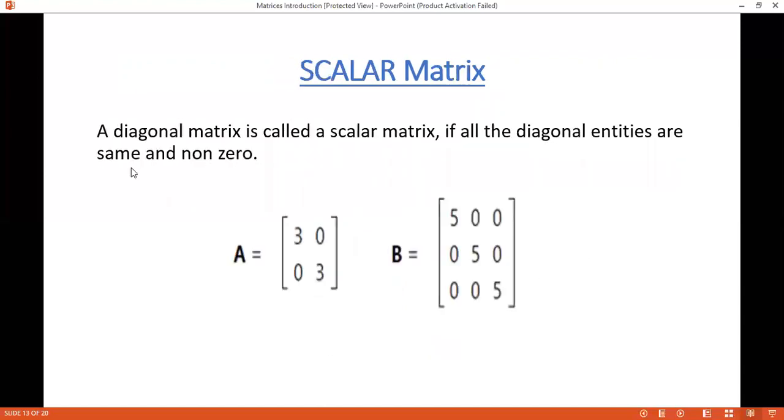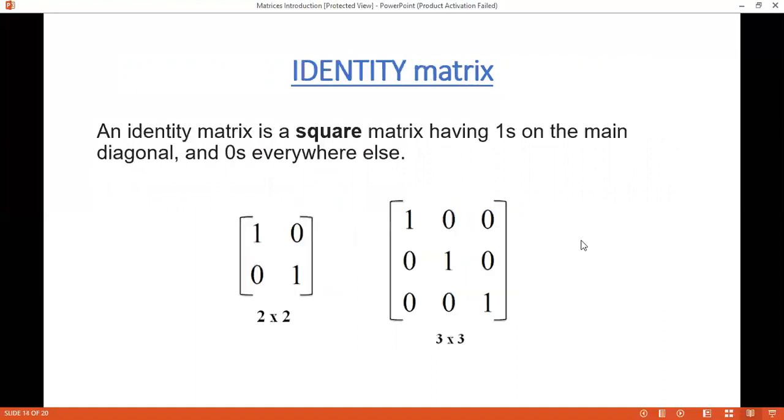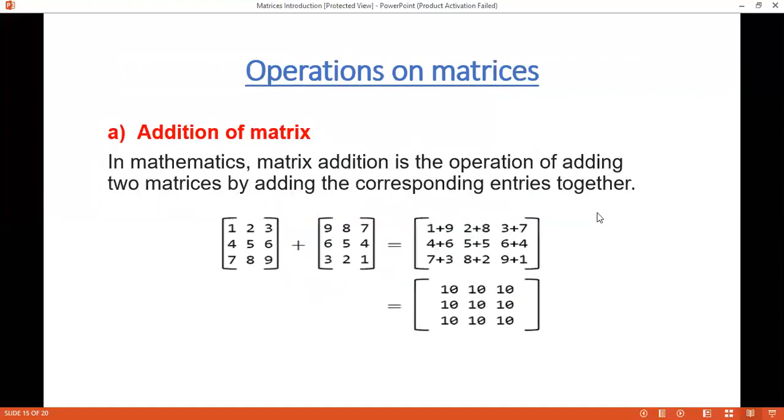Scalar matrix. A scalar matrix is basically a modified, classified form of a diagonal matrix. In this matrix, the principal diagonal members have the same constant value. For example, 3, 3, 3, or 2, 2, 2, or 5, 5, 5. With 1, 1, 1 it is a special case, known as the identity matrix, where the diagonal elements contain only 1. In a 2 by 2 or 3 by 3 matrix, it contains only 1s. So this is known as the identity matrix.